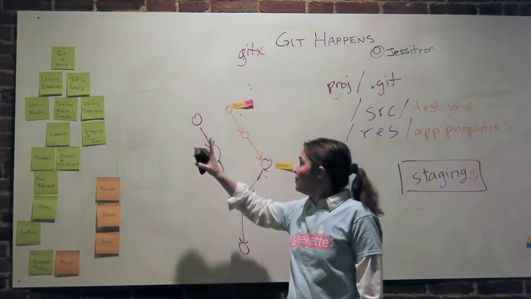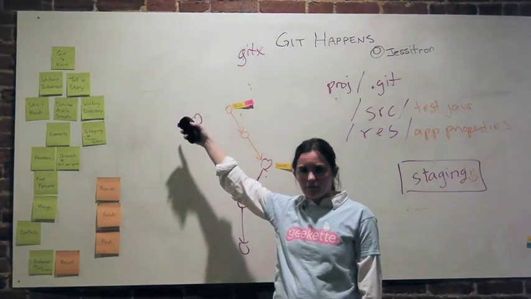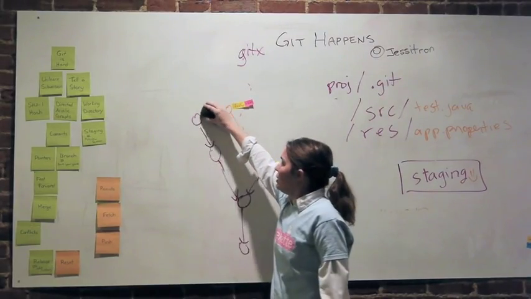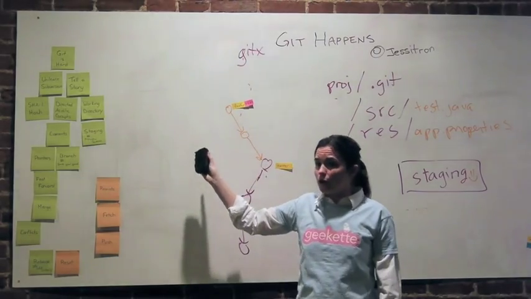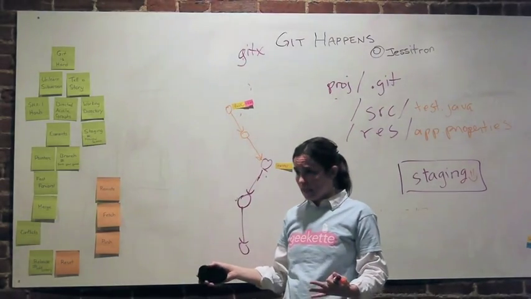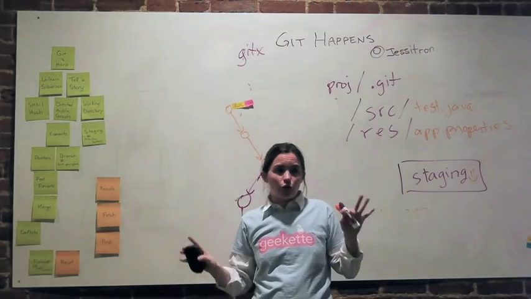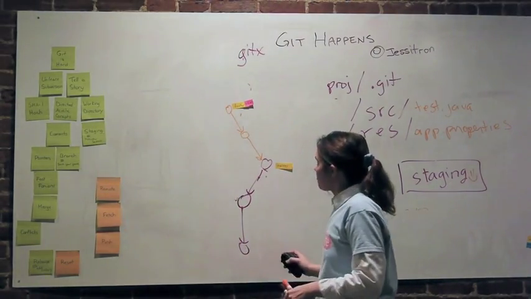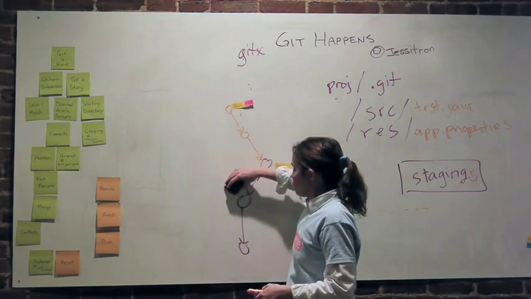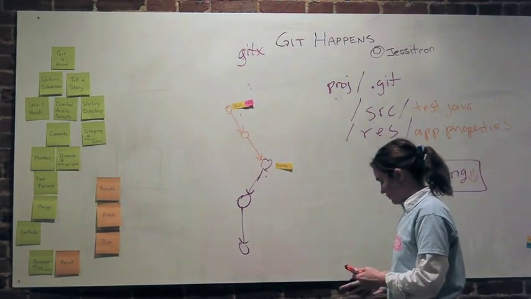Incidentally, these commits that no longer have a branch pointing to them will be garbage collected when you do git gc. They stay around, though, until you say git gc. So they're still there. You've never lost anything. You can find them with git lost and found. But for our purposes, we're going to pretend that they're done.